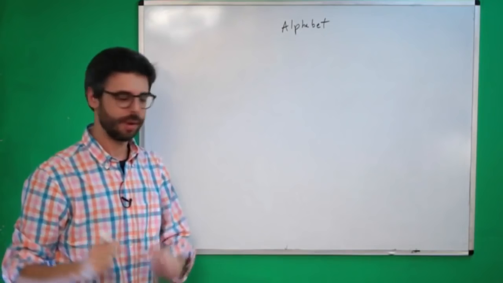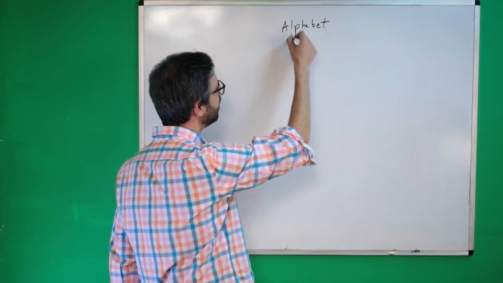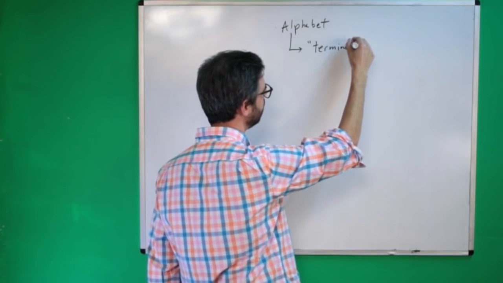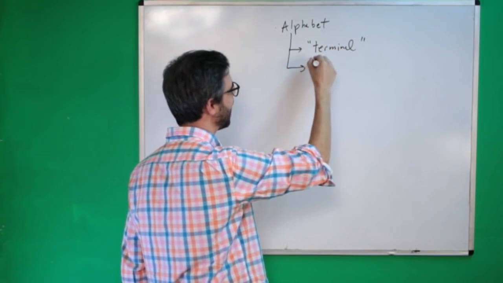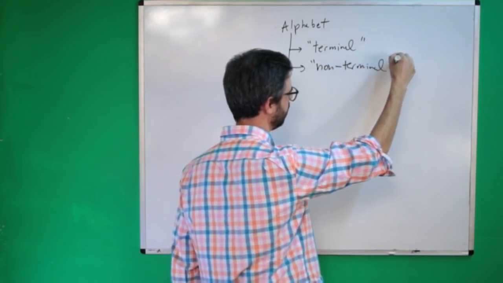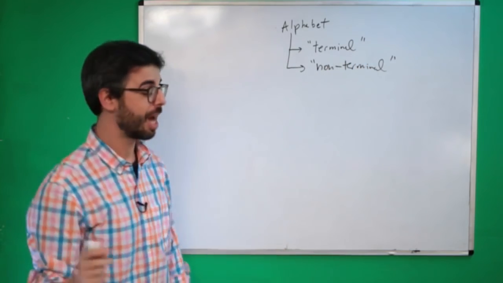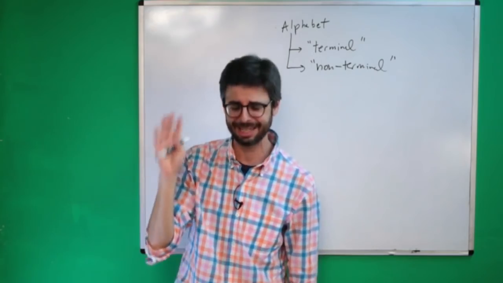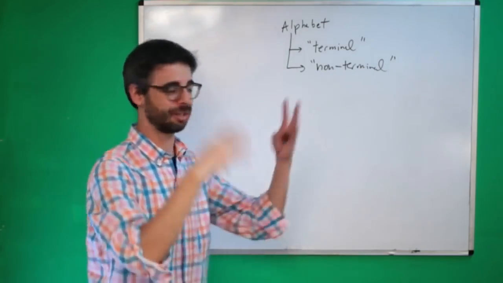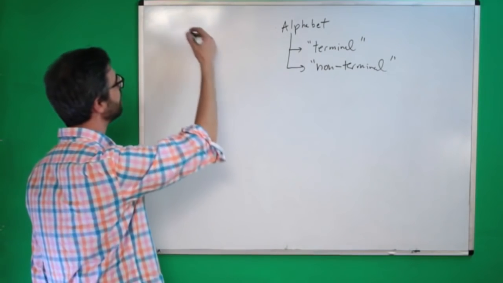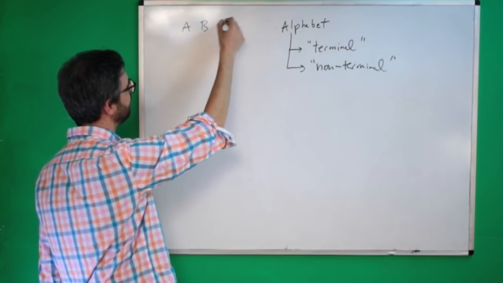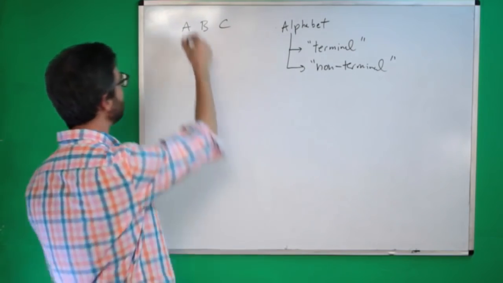In a grammar, some of these are what are known as terminal, and some are known as non-terminal. So the alphabet is terminal and non-terminal. This is probably a bad idea, but I'm going to use generic characters for this alphabet. Let's pretend that we have an alphabet which is A, B, and C. And this is the alphabet.